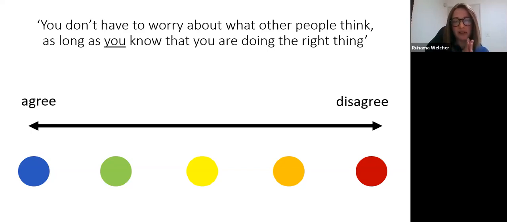And if you think that you completely do have to care about what other people think, and it's not enough to do the right thing, you stand flat against the wall, disagree. And if you're exactly in the middle, you stand in the middle of the classroom. And if you basically agree, but there are one or two situations or reasons to disagree a little bit, you move a little bit away from the wall.